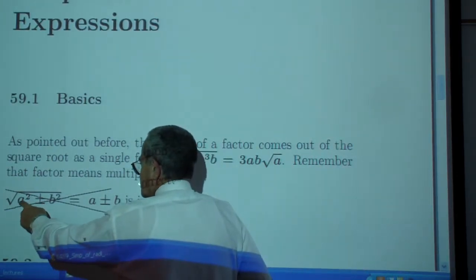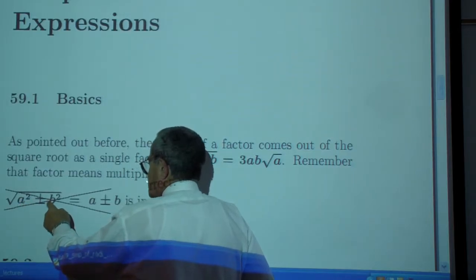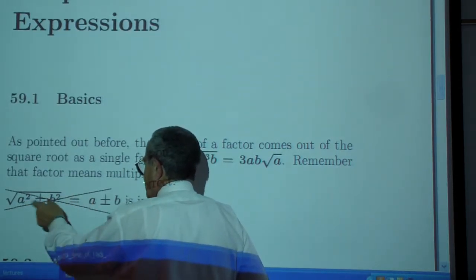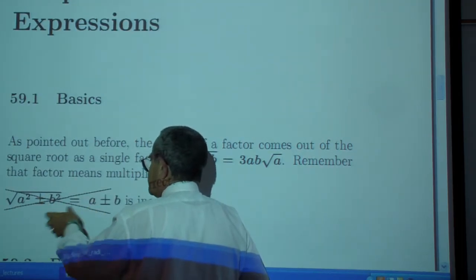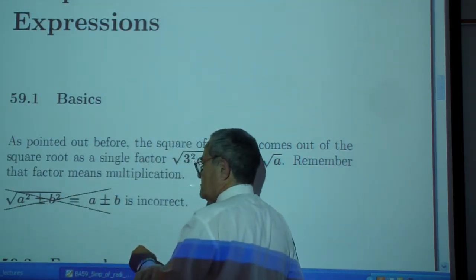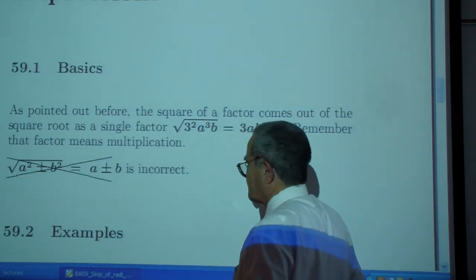If you had the square root of a squared times b squared, that's a product. Then a comes out, b comes out as a times b. But if you have plus or minus, you cannot take out an a, you cannot take out a b. I'll show you an example of that.